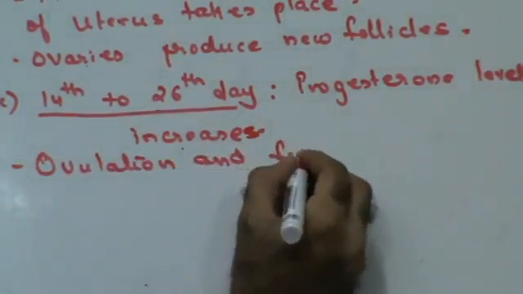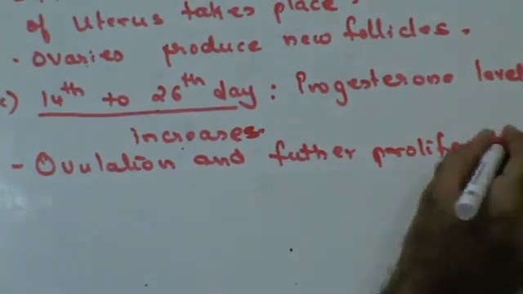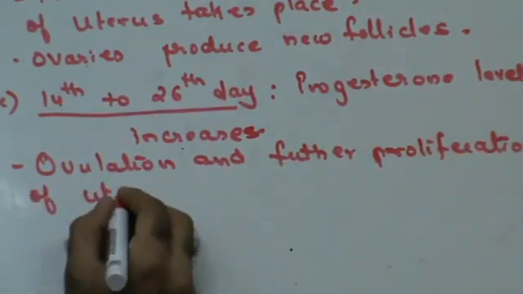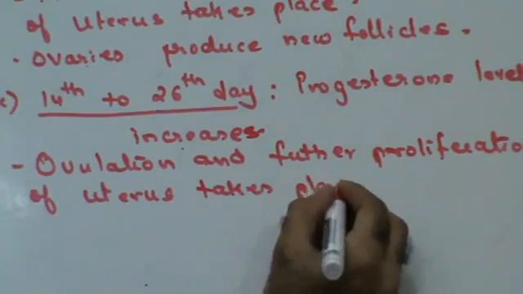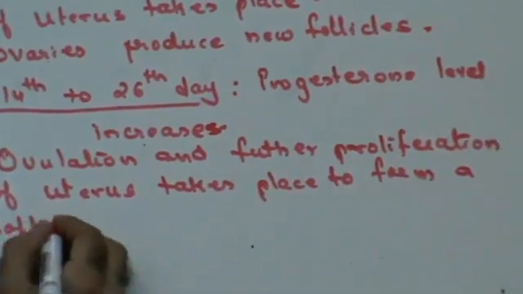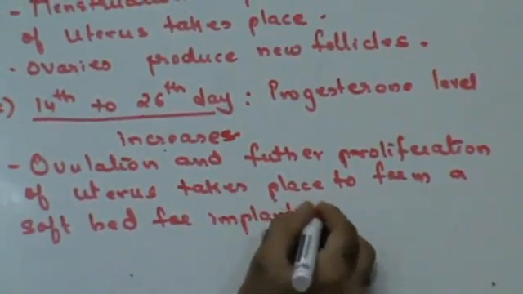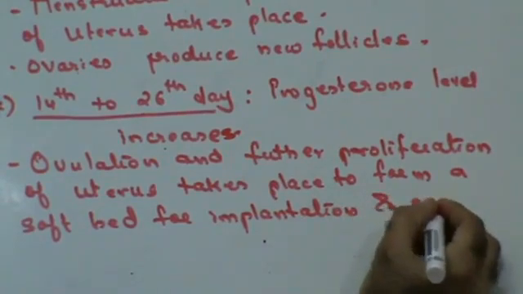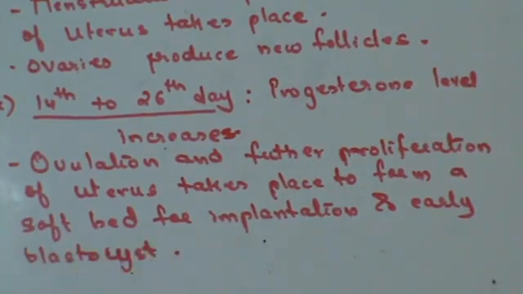Ovulation and further proliferation of uterus to form a soft bed for implantation and early blastocyst. So these are the changes that take place in the uterine wall and the ovary during the menstrual cycle.